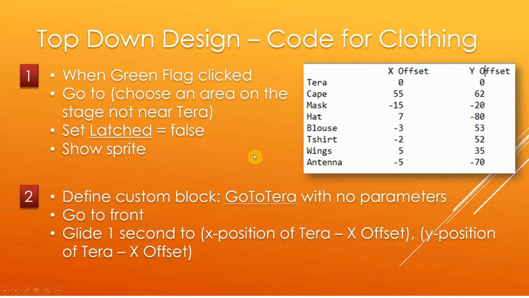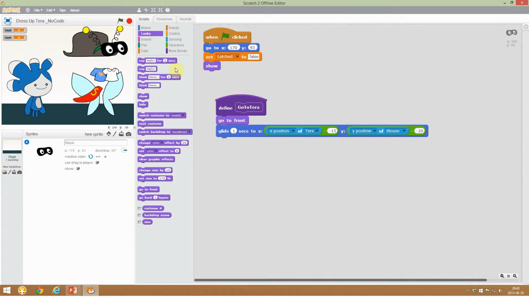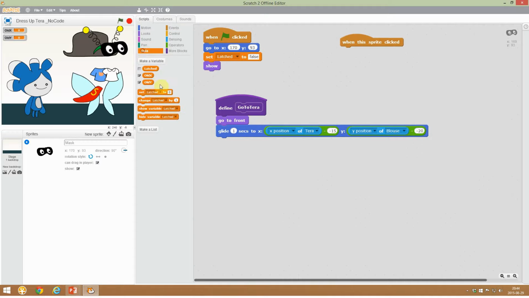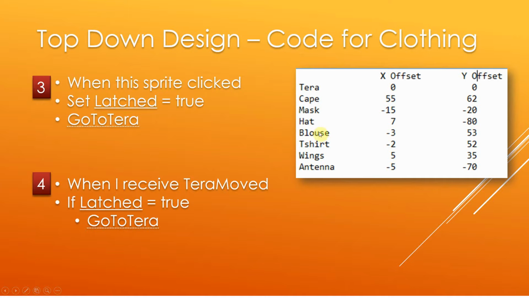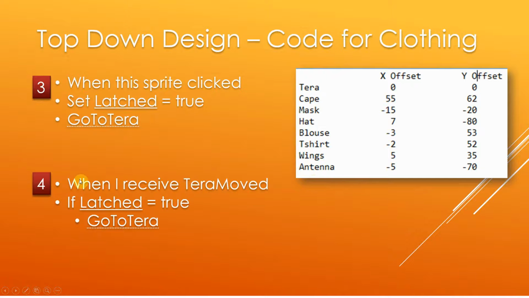Alright, so that's 2 out of 4 done. Let's do the next 2. Now, when the sprite is clicked, so we go to our events. When the sprite is clicked, we are going to set our latched value to true, because when you click on the sprite, then it has to glide to Tera, and then we have to call our go to Tera custom block. So we drag that there. Then when I receive Tera moved, the broadcast, we do the same thing.